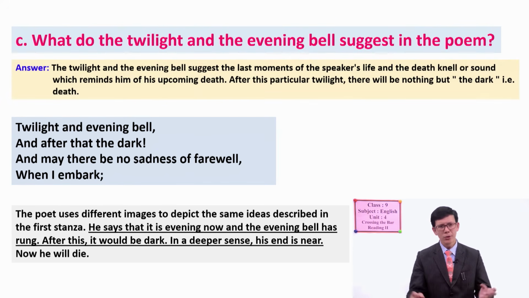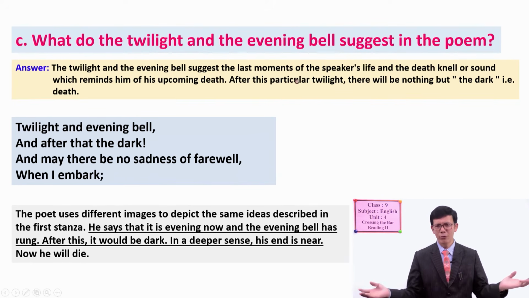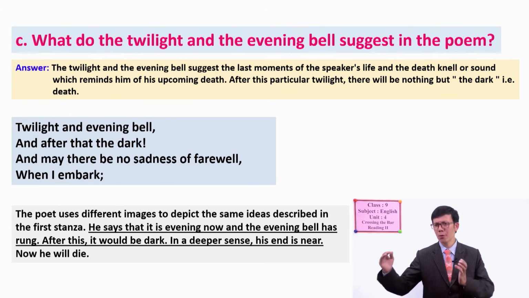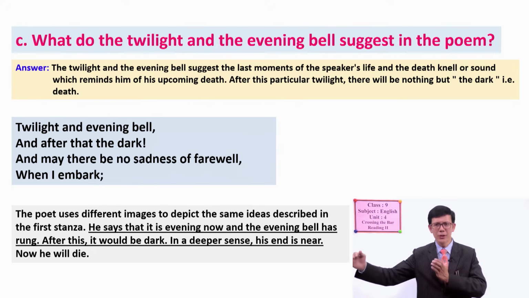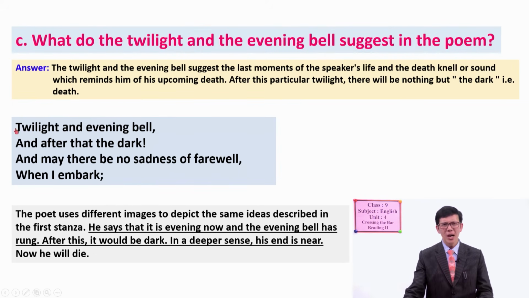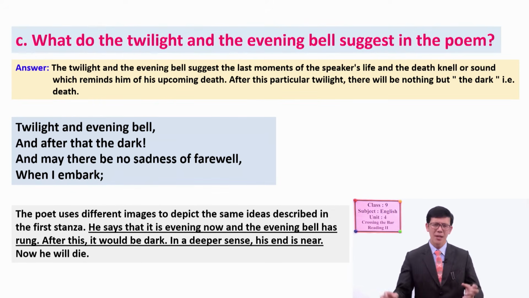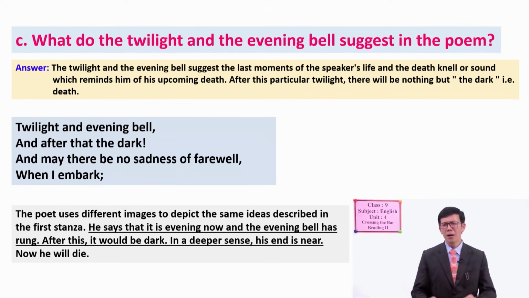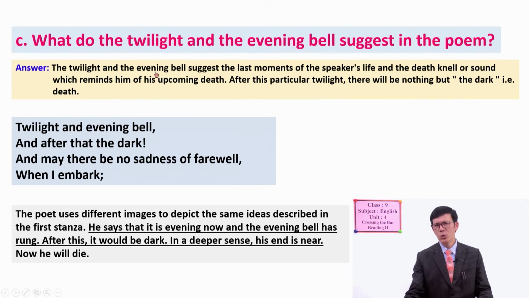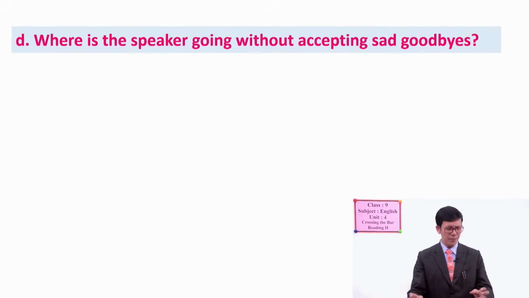So you can see the twilight and evening bell. It suggests the last moment of the speaker's life and the death. You can simply say this is the last moment of life or the death. So a sound which reminds him of upcoming death. This is what you can simply find: what the twilight and evening bell mean. Very good. Look at number D.